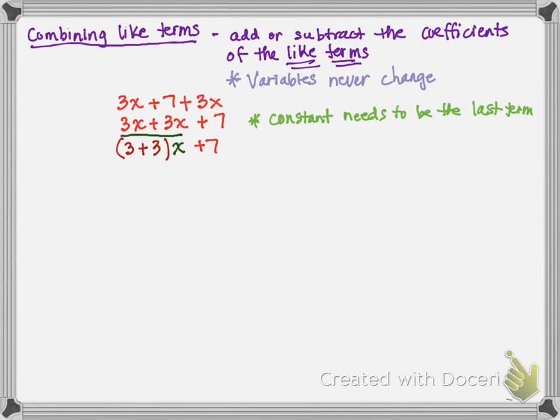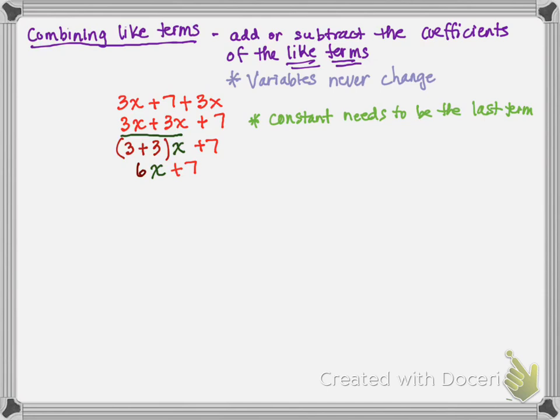So when I add 3 plus 3, I get 6. The variable stays: 6x plus 7. And there is the magic. So that's what we're going to practice.